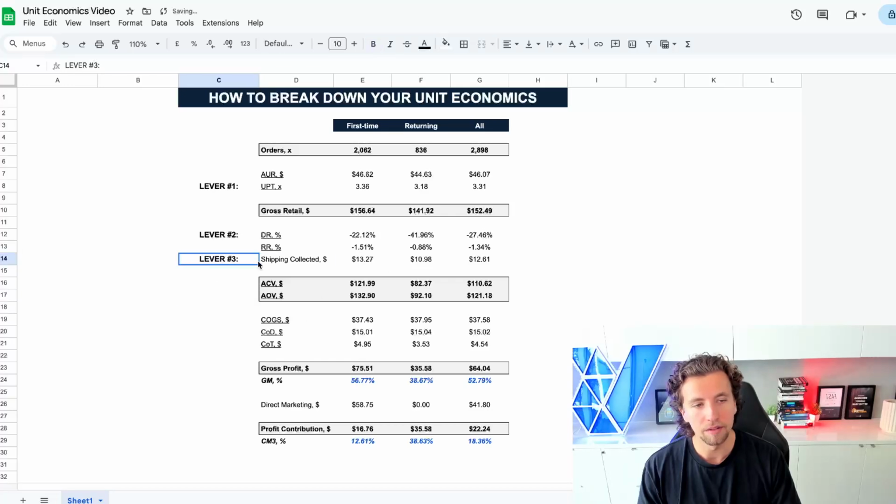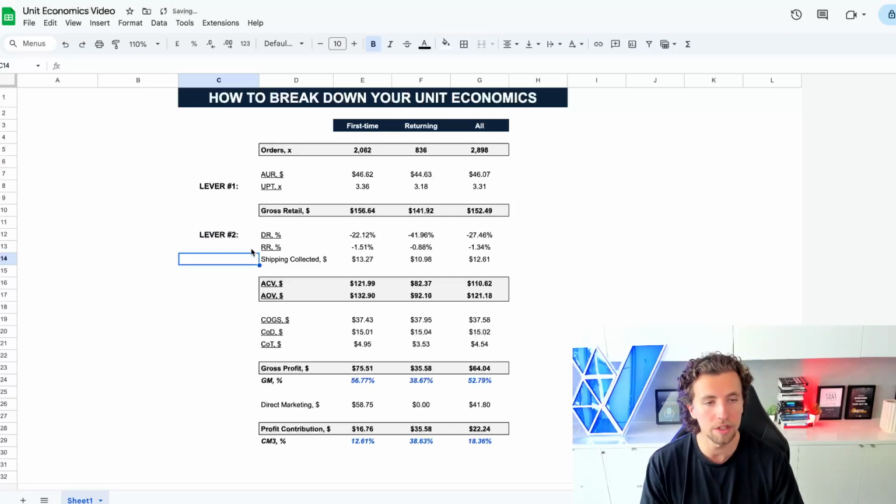This is a minor lever, but I'm going to flag it here anyway, which is shipping collected. Most people don't collect the correct amount of shipping. A general rule here is that you should collect 10% of whatever your gross retail is, or more specifically, whatever your average customer value is. And so this brand is pretty much collecting spot on what they should be. And so this isn't a lever for them at all. They shouldn't increase or decrease shipping collected. They're right at the correct spot.